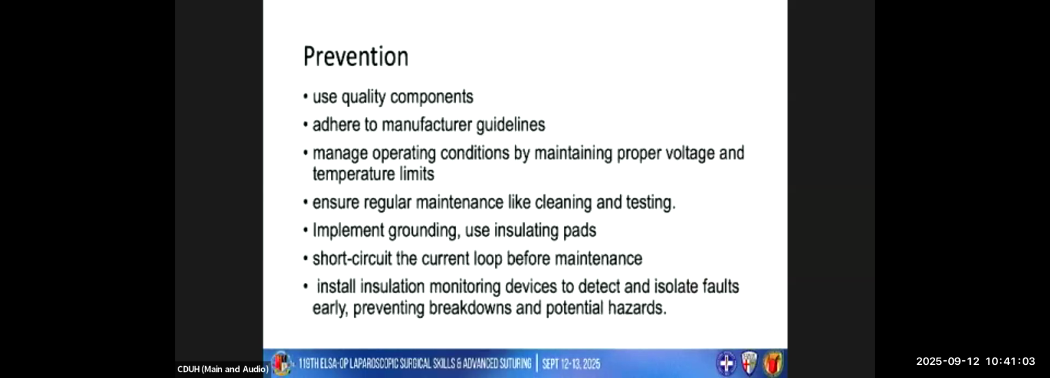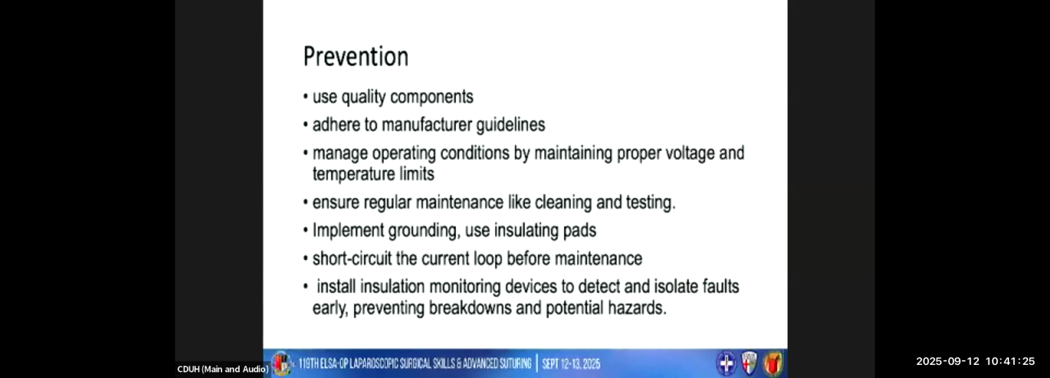So how do you prevent this? Number one, use quality components. Make sure the instruments that you bought are properly sealed. Adhere to manufacturer guidelines. So if they say that this is going to be used only for 10 times, then use it for 10 times only.